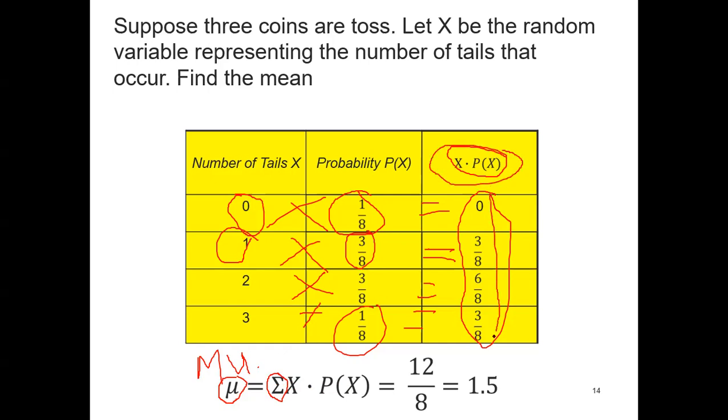So you're going to add the following. So we have here 0 plus 3 plus 6 plus 3 is equal to 12. Copy the denominator since they have the same denominator, which is 8. So 12 divided by 8 is equal to 1.5. So 1.5 now is our mu or our mean. That is how to find the mean.